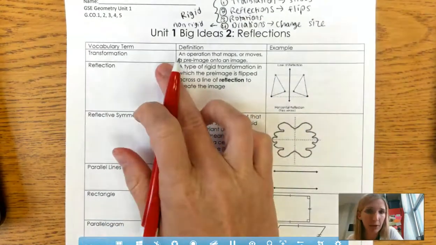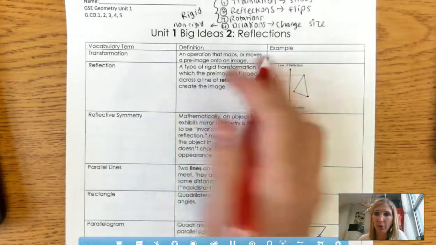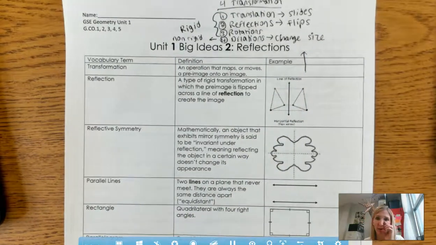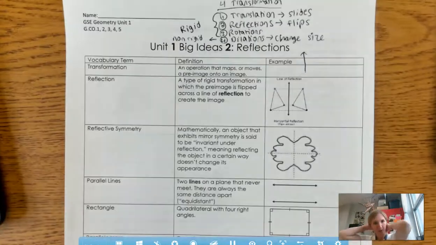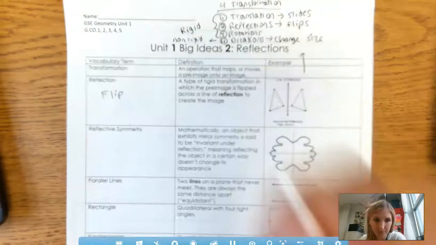So transformation: an operation that maps or moves a pre-image onto an image. I'll just do a little arrow. These are our transformation examples. We have 4 of them. We said reflection today. It's a flip. You're flipping the image.